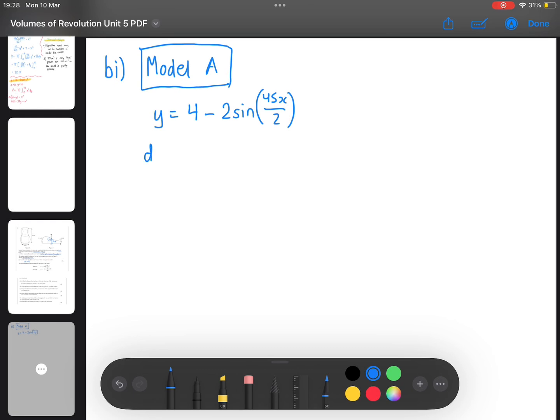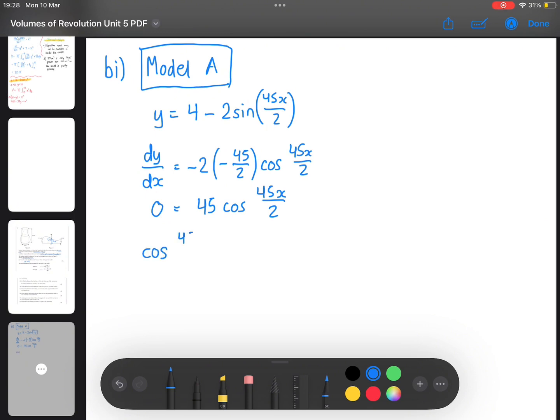So if we differentiate that with respect to x, we can use the chain rule. So we're going to have minus 2 times minus 45 over 2 cos 45x over 2, which gives 45 cos 45x over 2. And we're setting this equal to 0 in this case, because we're finding a maximum. So therefore we want values of x where cos of 45x over 2 equals 0.